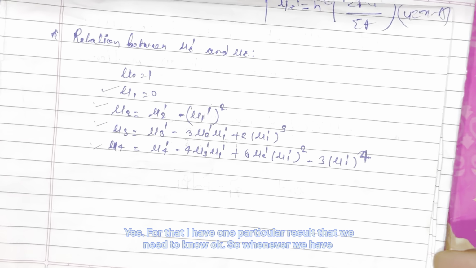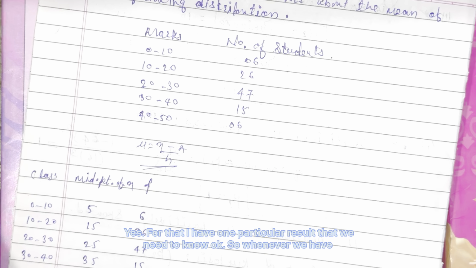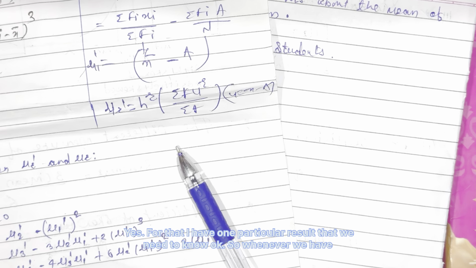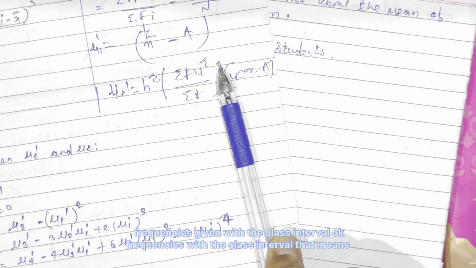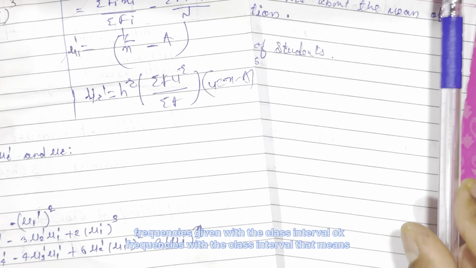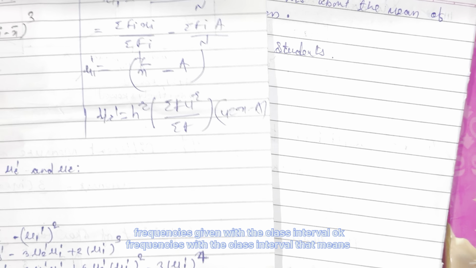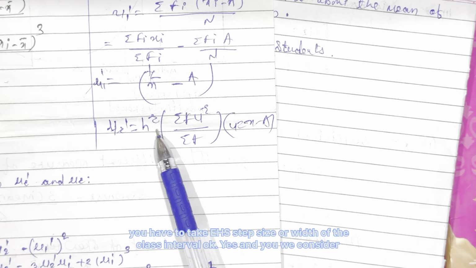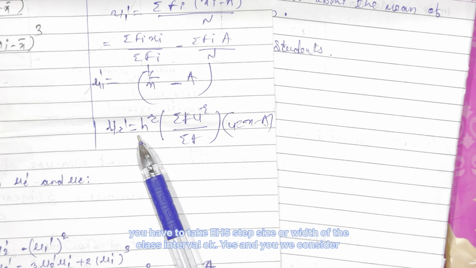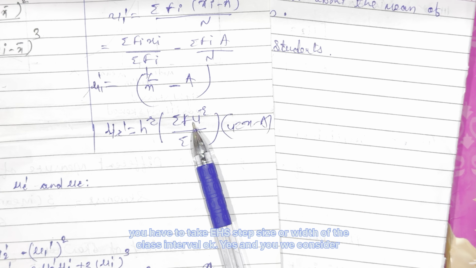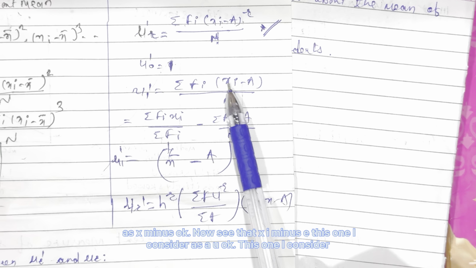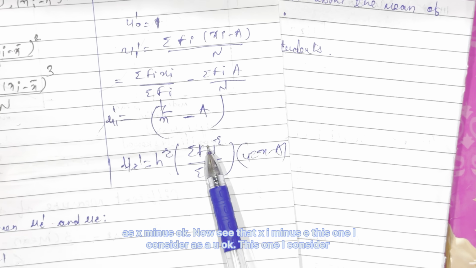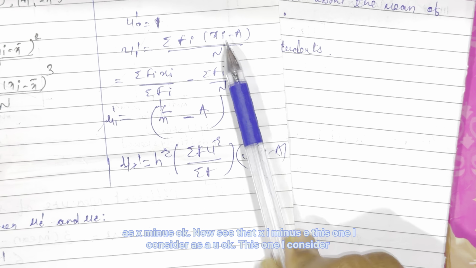Okay, for that I have one particular result that we need to know. Whenever we have frequencies given with a class interval, you have to take h as the step size or width of the class interval. And u we consider as x minus a. Now see that xi minus a, this one I consider as u.